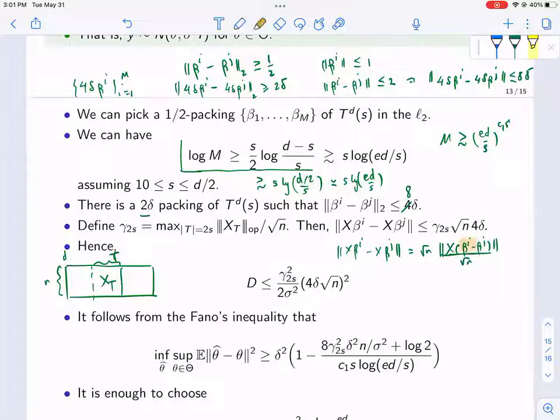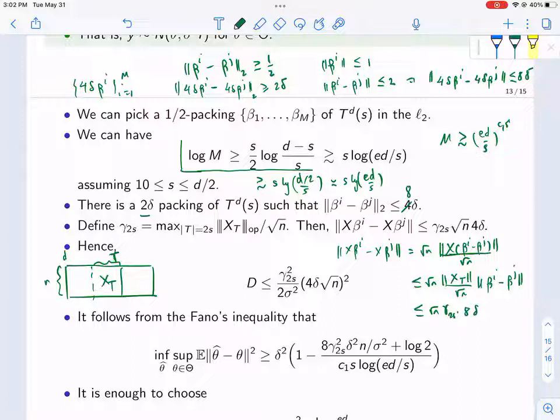And beta i minus beta j is 2s sparse, right? Because each one is s-sparse. So they fall within this sort of framework. And so this is going to be root n bounded by x_T over root n for some T, which is the support of these two. Right, T is the union of the support. And so this is going to be bounded by root n gamma 2s. And we concluded that this is like 8 delta.